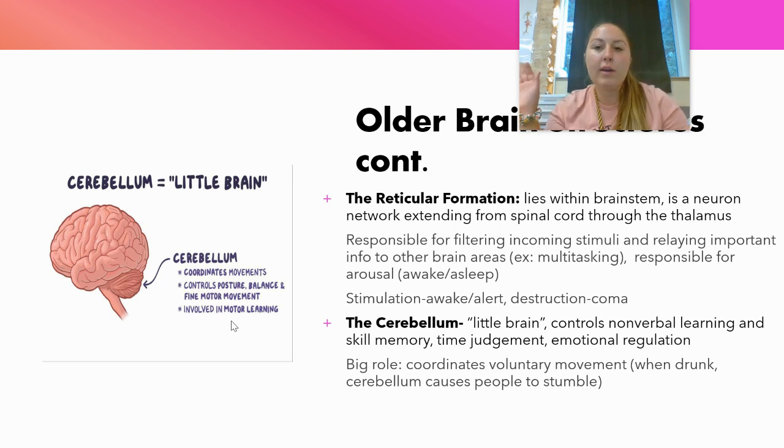So if I'm waving my hand, this is a voluntary movement. If I'm kicking a soccer ball, that's a voluntary movement. If I'm walking, that's a voluntary movement. The cerebellum coordinates all of those. Now, when a person drinks alcohol, often they stumble because their cerebellum is being affected, and so their movement is not as easily coordinated.